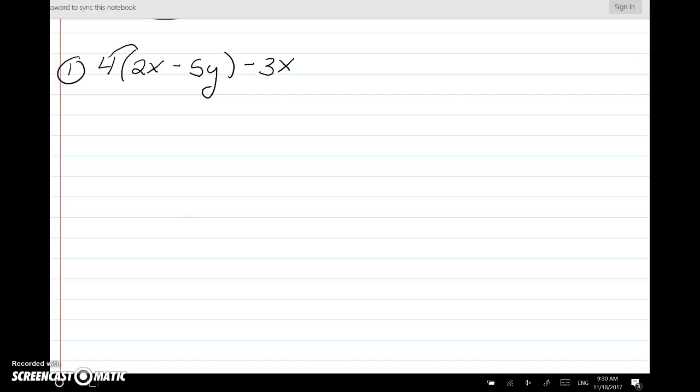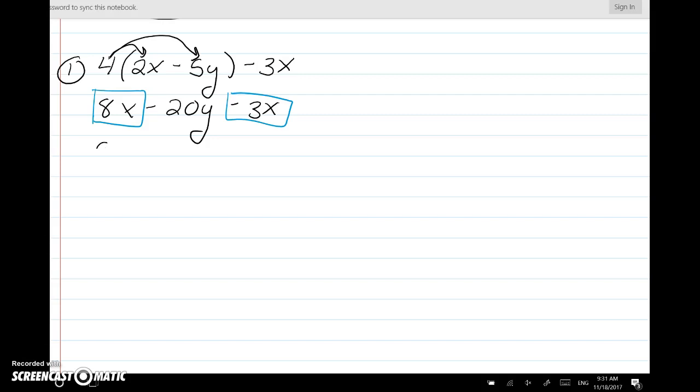Okay, we're going to start by distributing the 4. We get 8x minus 20y minus 3x. My like terms are 8x and minus 3x. 8x minus 3x is 5x minus 20y. 20y and 5x are different terms. They have different variables, so we cannot combine them.